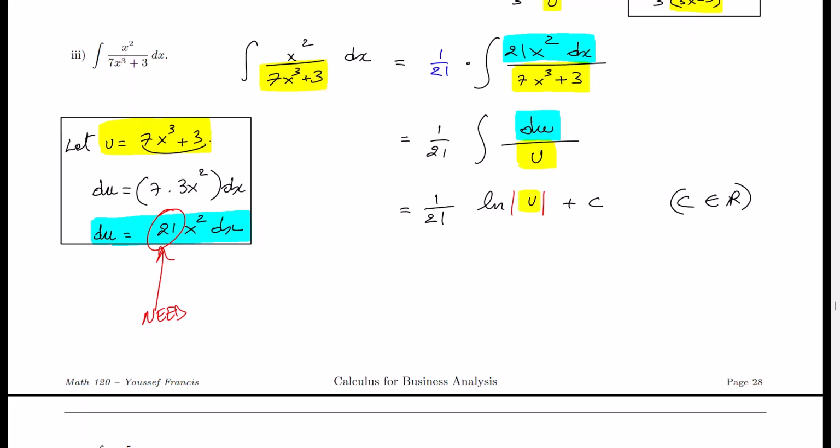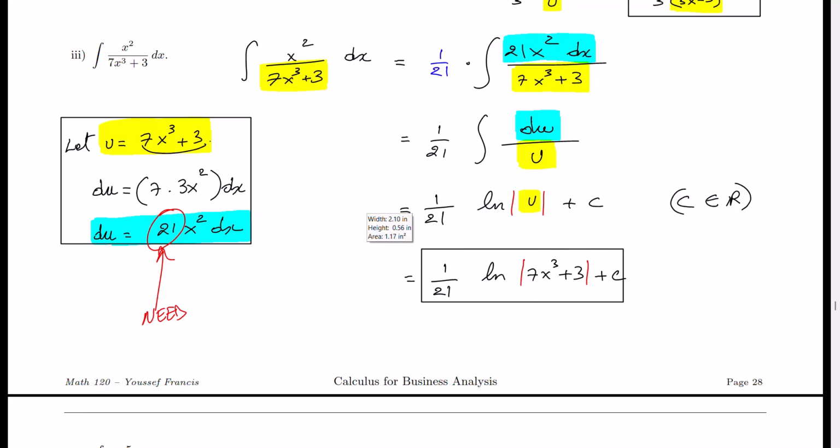The only thing is we need to remember to replace the u in the final answer with the corresponding quantity in x. So we're going to say 1 over 21 ln of 7x cubed plus 3. And obviously, don't forget the absolute values around all this. And finally, plus c. And that's it. This is the final answer for this problem.